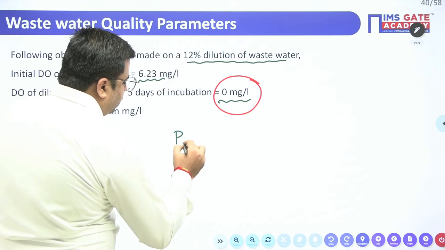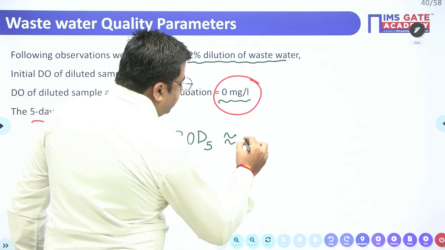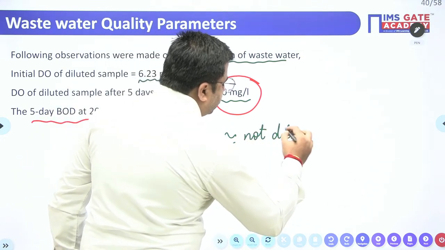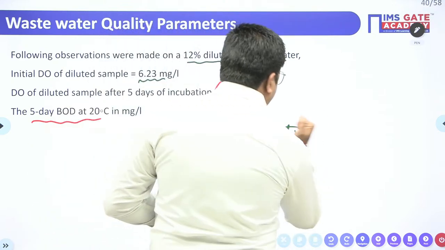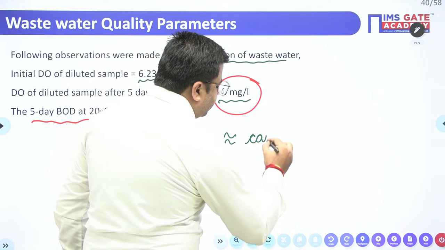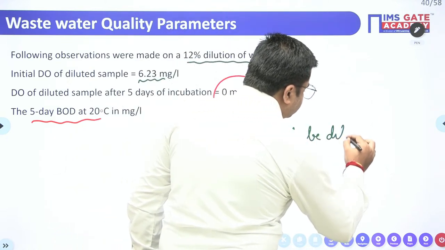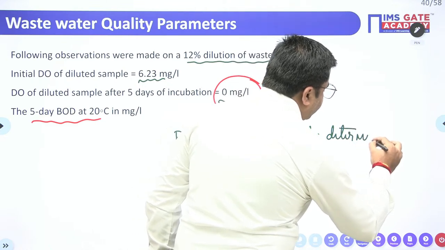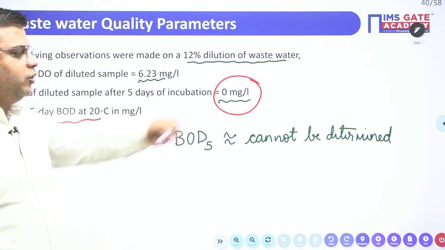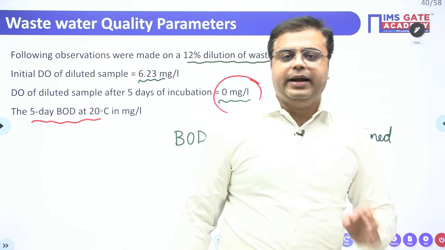as not determined. You will report it as cannot be determined. So whenever your final DO is zero, in this case, BOD cannot be determined, right?